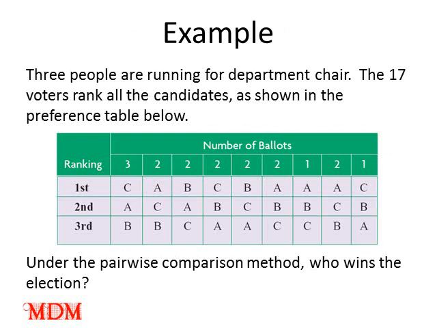This is best understood with an example. 3 people are running for department chair. The 17 voters rank all the candidates as shown in the preference table below. Under the pairwise comparison method, who wins the election?